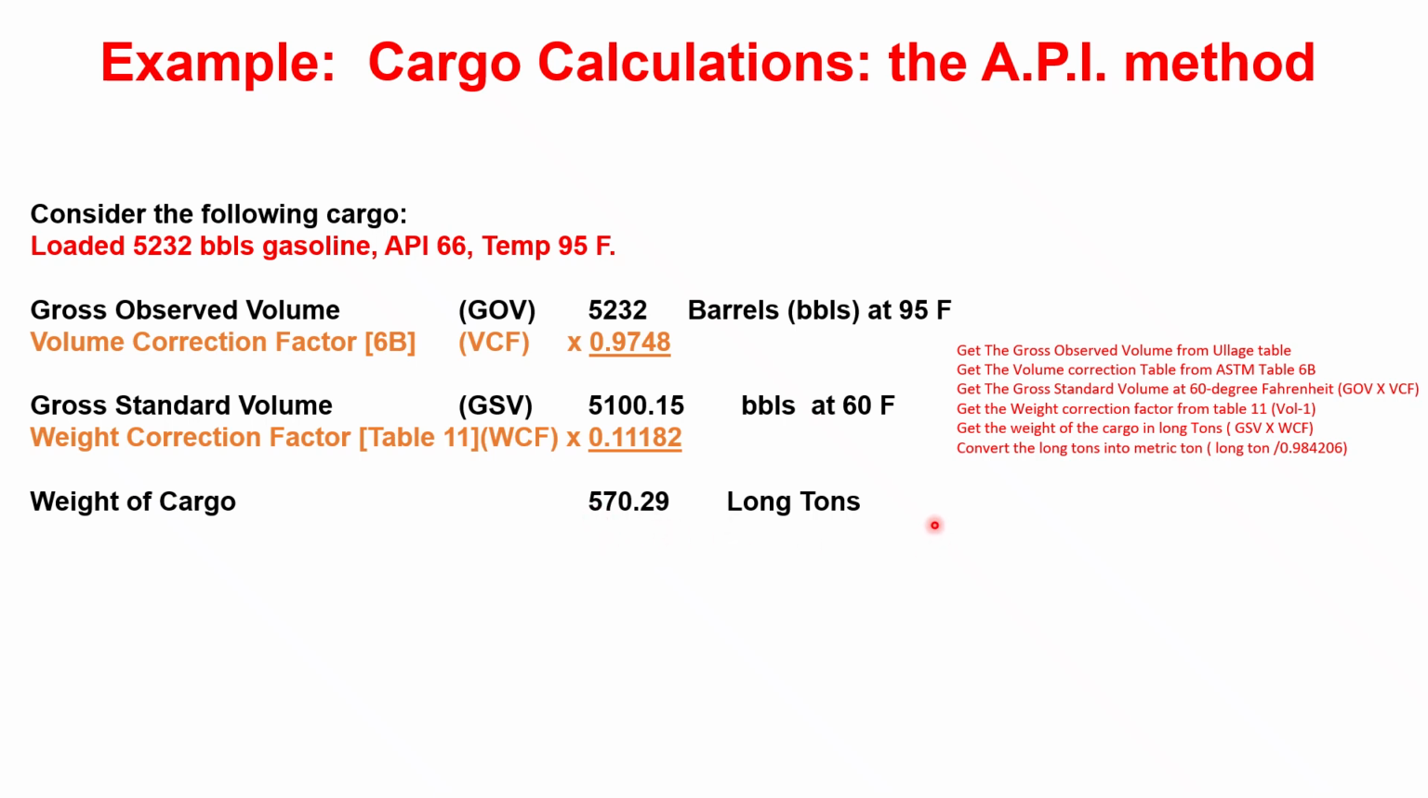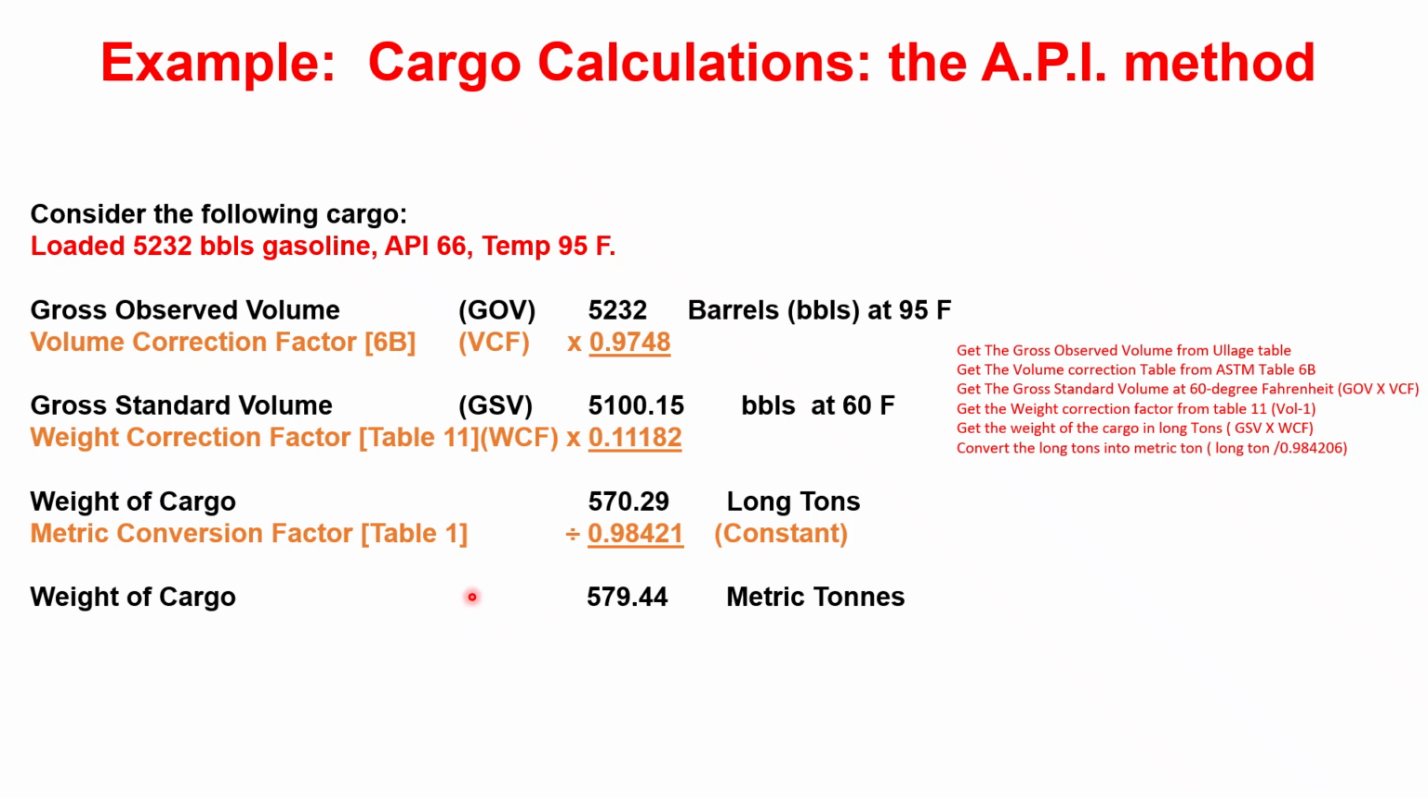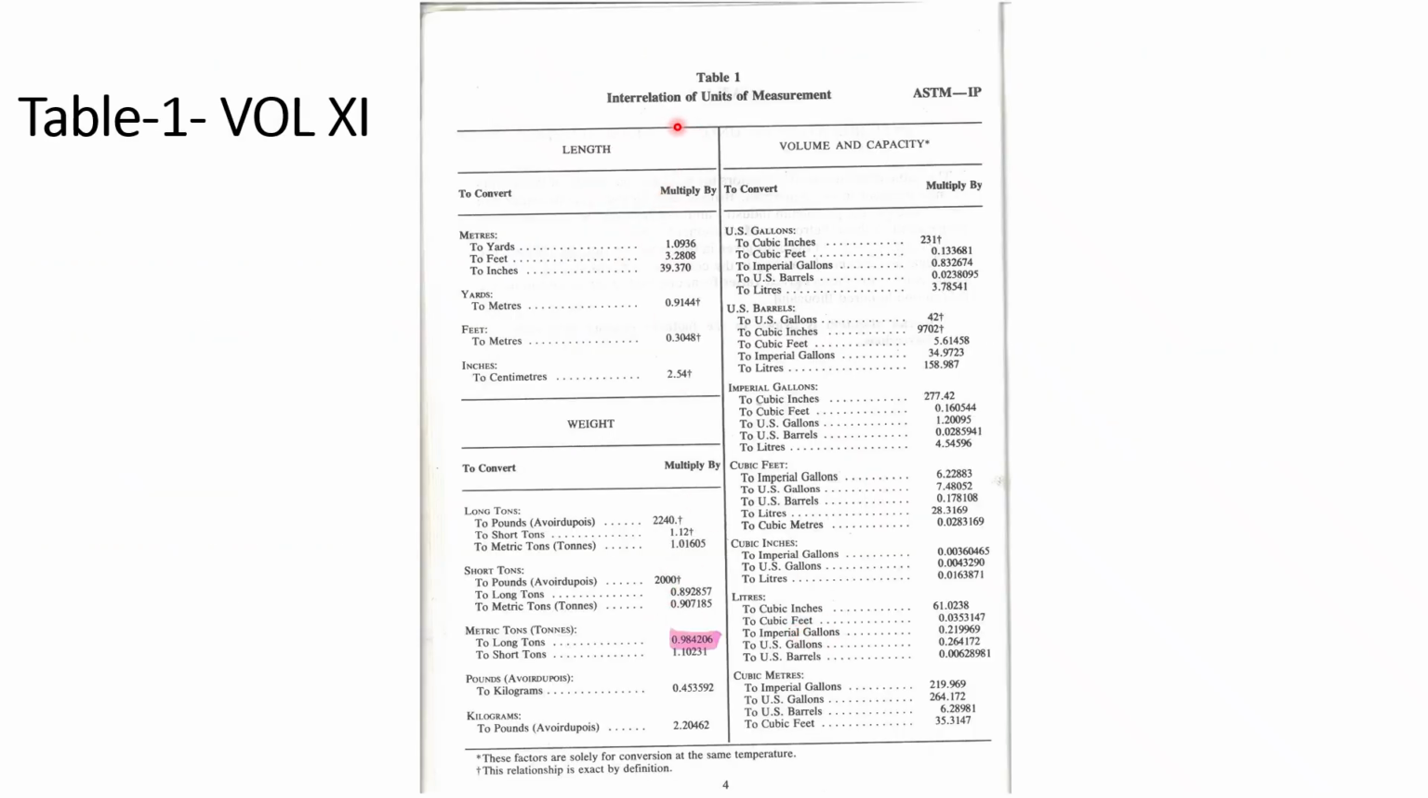Once you get it in long tons, you divide it by a constant, and finally you get the metric ton, and that constant is 0.9841. You can write it down in your cargo notebook or in your CCR, or you can get it from Table 1, right? Once you divide by the constant, you get the weight of the cargo, which is finally 579.44 metric tons, right?